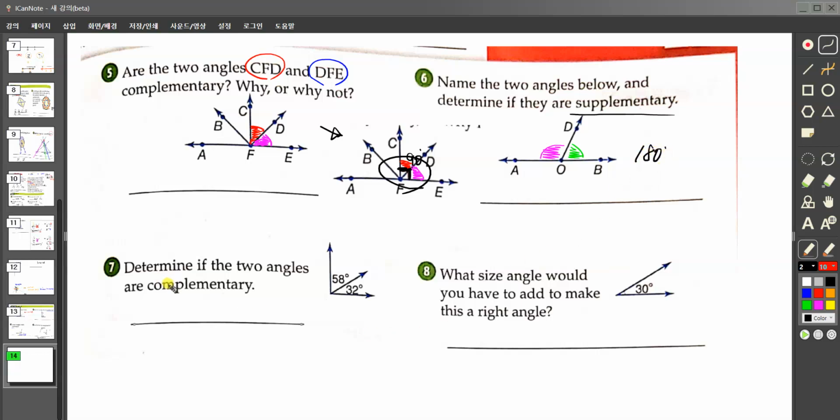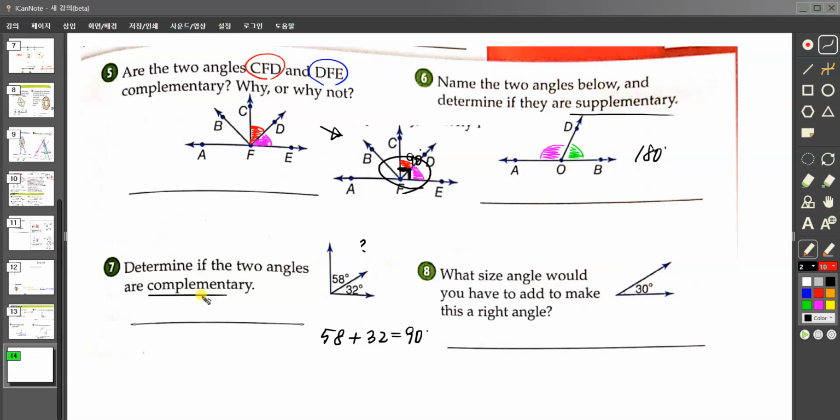Then determine whether the two angles are complementary. These two angles can be complementary? No. Yes. You said no and yes. Which one is true? It is yes. 58 and 32 make 90 degrees, so we can say they are complementary.